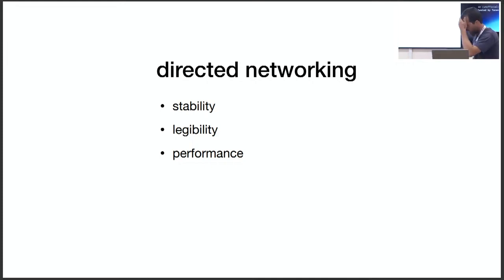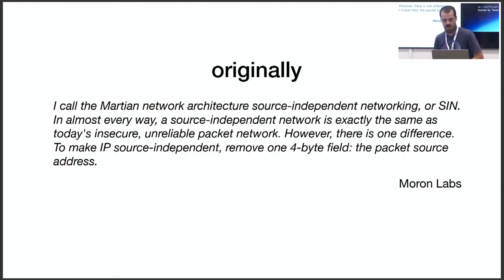So of course, you can't talk about fundamental Urbit technology without going back to Urbit's original public introduction to the world. It's all here in this post. And I'll just go ahead and read the quote. "I call the Martian network architecture source-independent networking, or SIN. In almost every way, a source-independent network is exactly the same as today's insecure, unreliable packet network. However, there is one difference. To make IP source-independent, remove one 4-byte field, the packet source address."